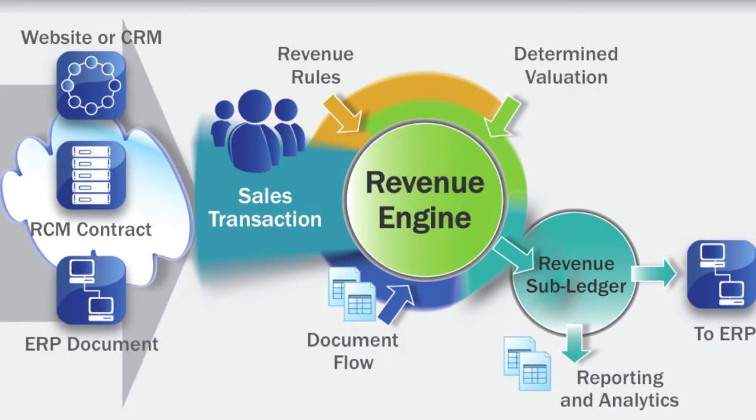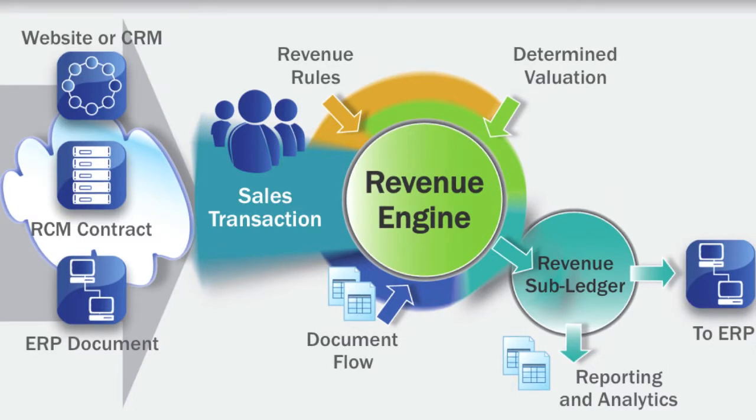So starting from left to right, on the left hand side we have a CRM. There's a gray arrow with the CRM, RCM contract, ERP document, and this is really the source of the revenue transaction. This is how you go to market, and we'll come back and talk about that in a little more detail later. For now, that's the place where your revenue starts, and the main thing will be, when we come back and talk about it, is understanding how you go to market and how we can best capture the right transaction to push into the revenue engine.